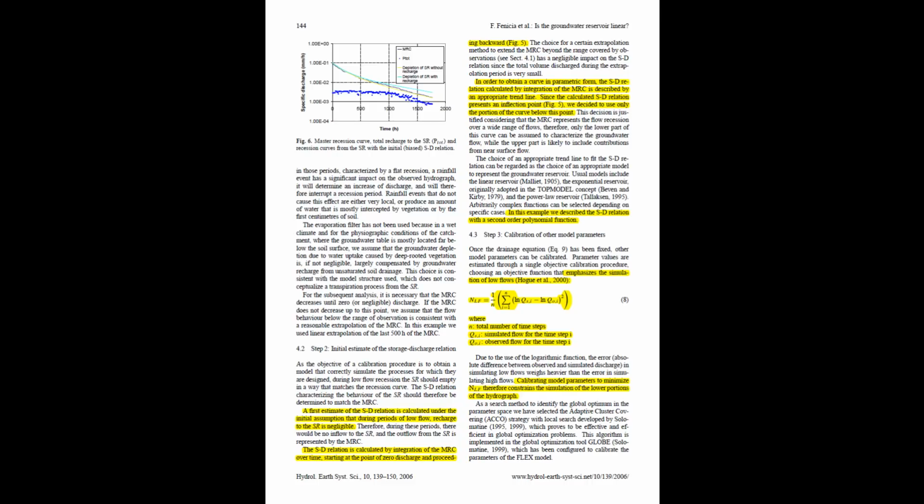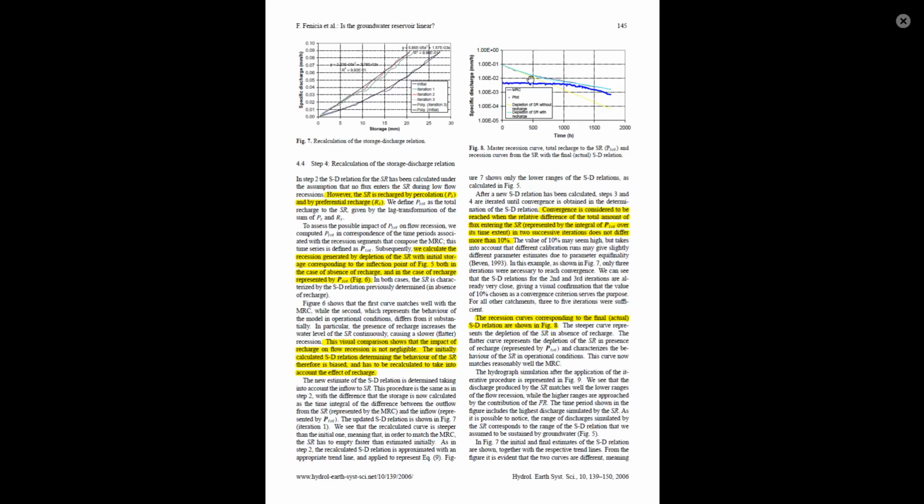So they show the result of a number of iterations that they follow in figure 8. Here in figure 8 they have iterated a number of times to come up with a better approximation of the observations, indicated in the blue line over here. In the blue line, this is the master recession curve, yes. But I think figure 7 is actually more interesting.